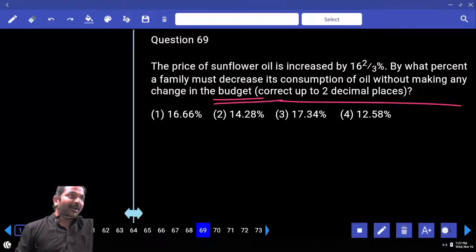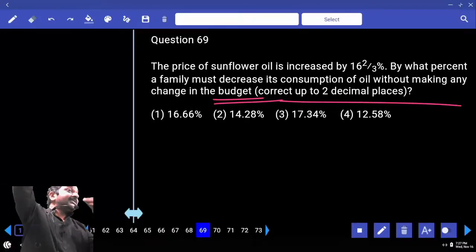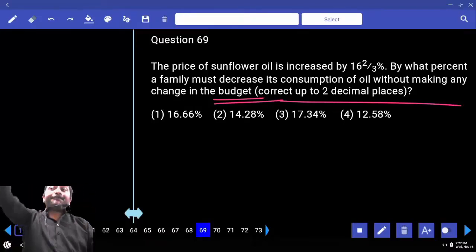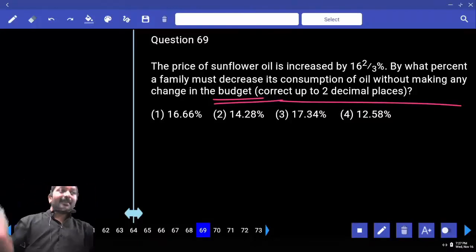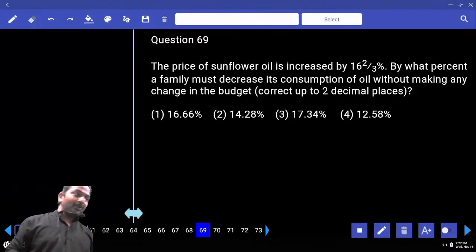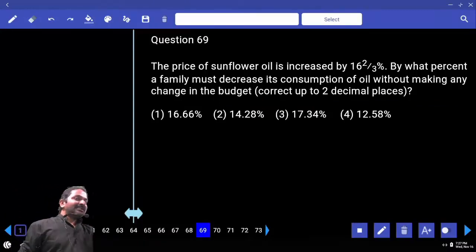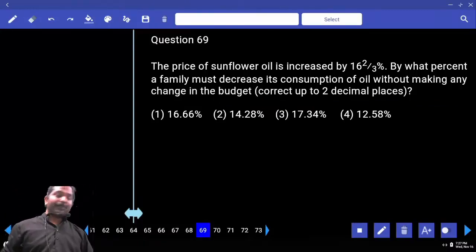But expenditure should be constant. Correct? So you can spend only 100 rupees. If price increases, consumption should decrease. If price decreases, consumption should increase. Both are inversely proportional. Correct? Now there is a beautiful concept called the inversely proportional rule.